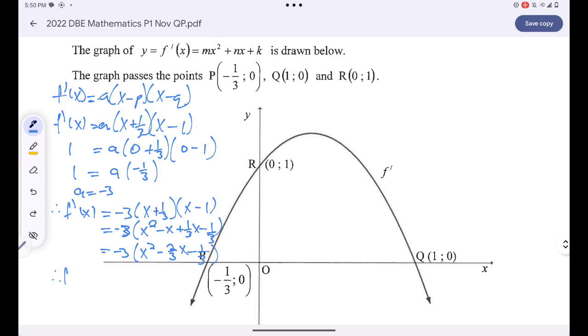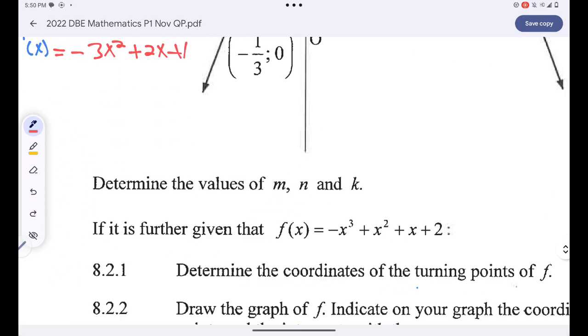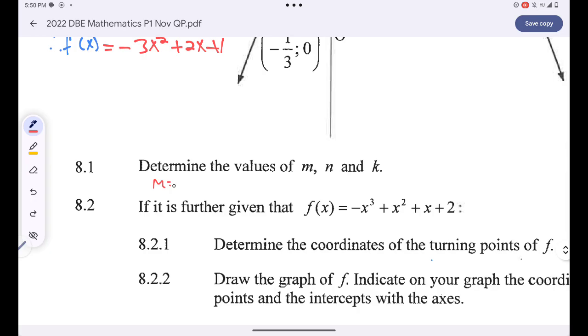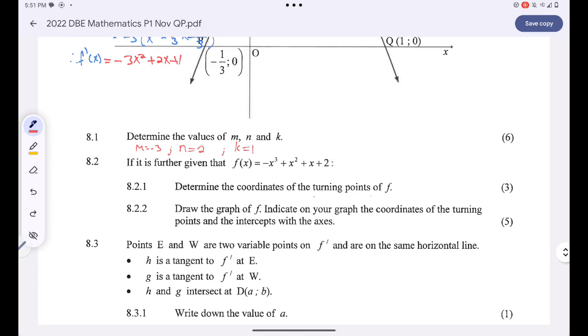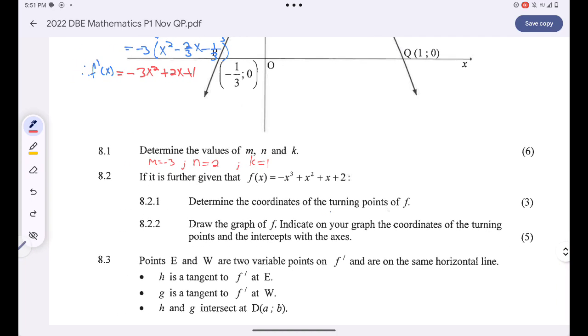So therefore, for me to find the graph of f, I must just multiply everything by the negative 3 there. So I'll simply have negative 3x squared plus 2x plus 1. Are we together? So this simply means that the value of m is negative 3, the value of n is 2, and the value of k is equal to 1. Are we together? Yeah, so I'm done with that.